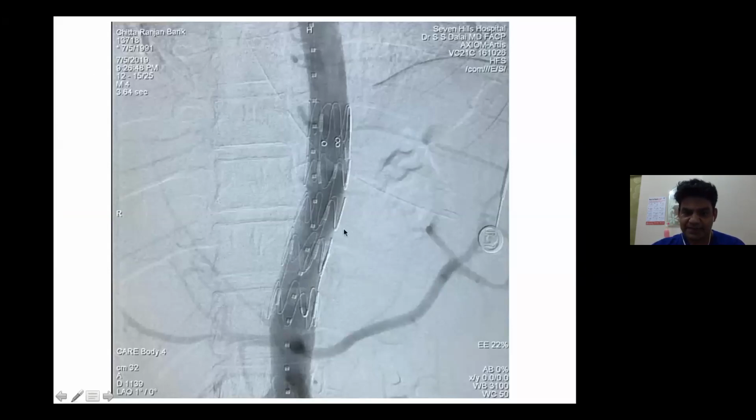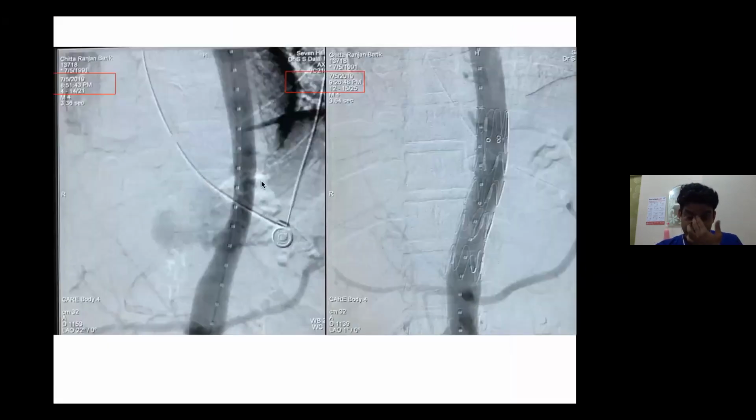is completely sealed, and this life could be saved. Otherwise, these are very, very dangerous diseases that can kill within hours. So this is the transection of the aorta with the bleeding, and this is post stent graft.